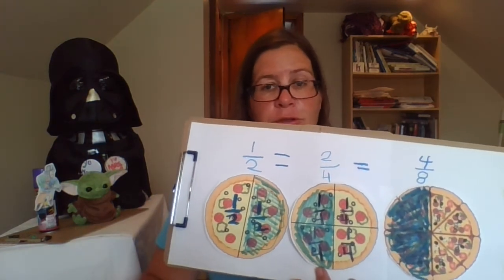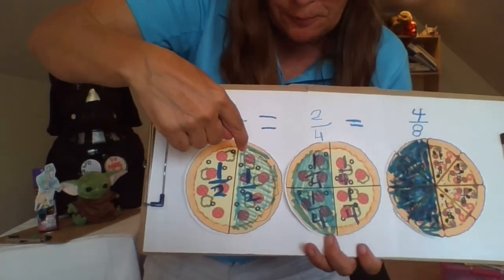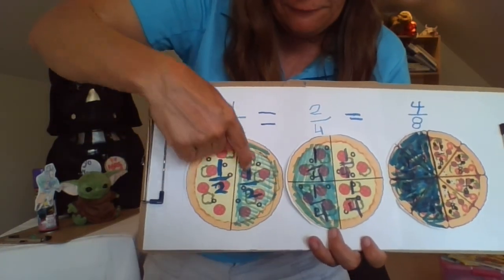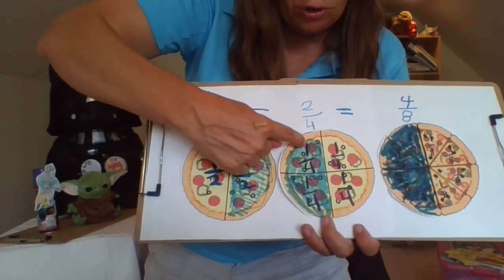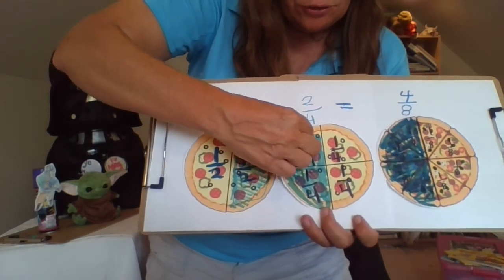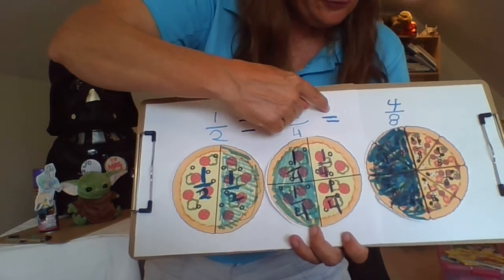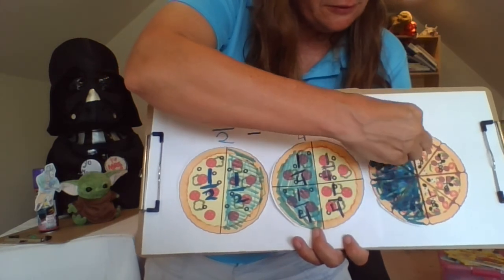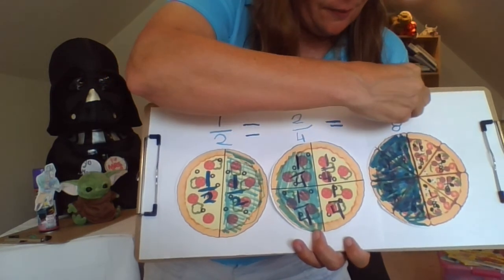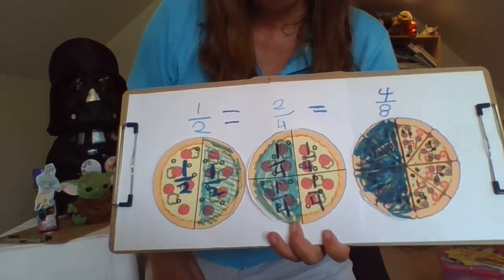Let me just stop and show you this again. We know by looking at the shaded part that 1/2 is equal to 2/4, and we know it's 2/4 because we grabbed 2 pieces of that pizza, and we know 2/4 is equal to 4/8 because we grabbed 4 slices of pizza to make it equivalent to 2/4.